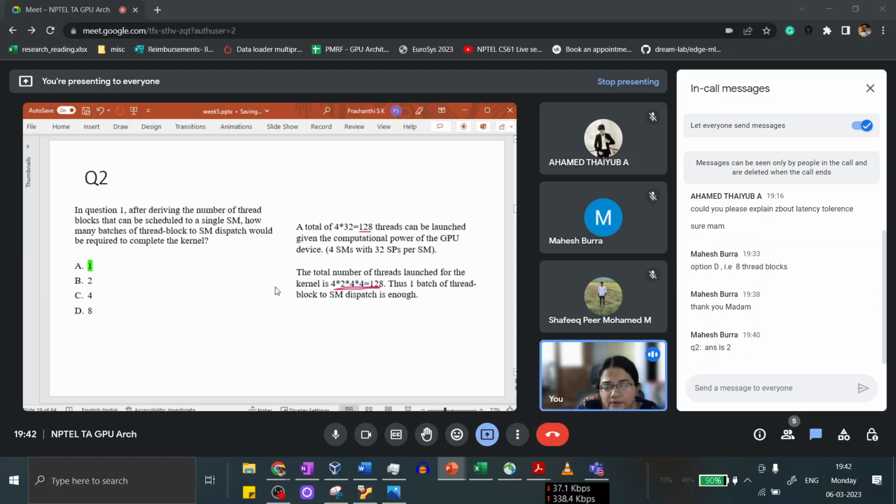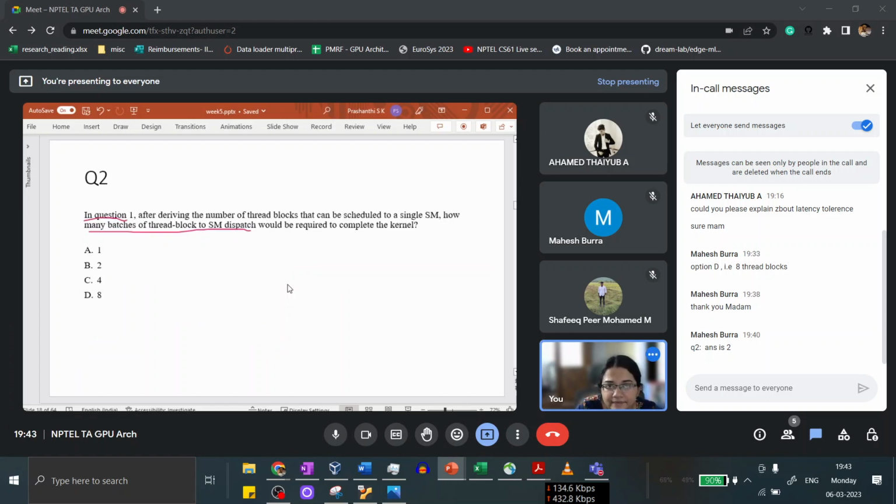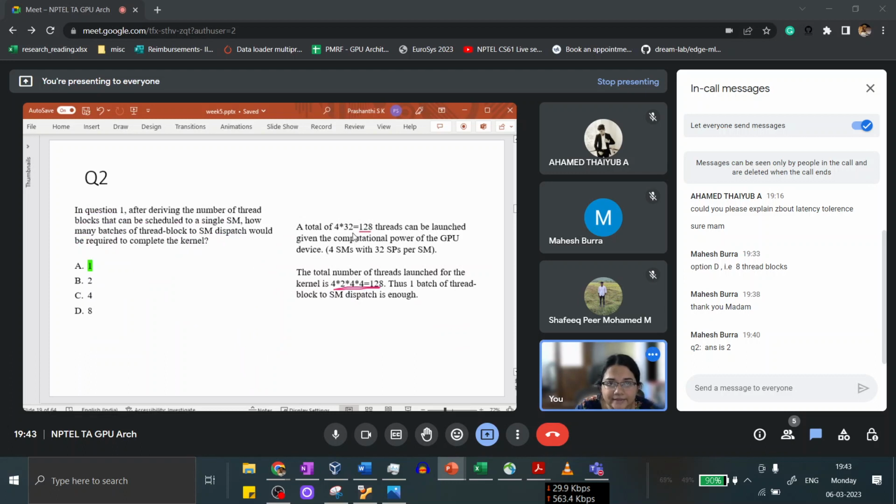How many are we launching now? So in each SM we are having 2 blocks of 16 threads each. So per SM we have 32 threads, and across 4 SMs we have 128 threads. So all of this is in one batch itself. You finish everything in one batch. Therefore, one batch is enough and your answer is 1, right?